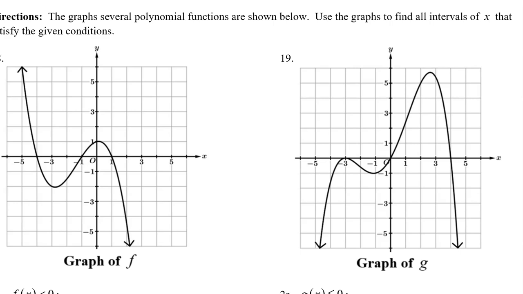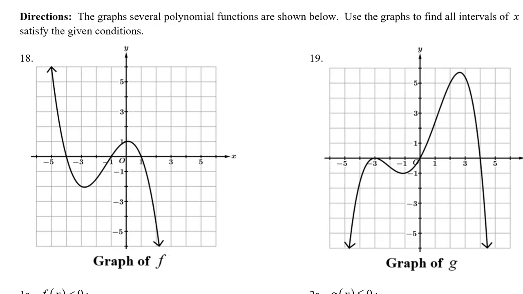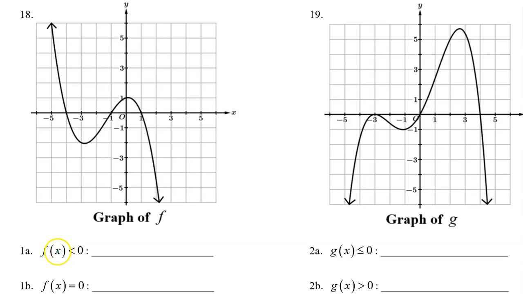The graphs of several polynomial functions are shown below. Use the graphs to find all intervals of x that satisfy the given conditions. Where is f of x less than 0? That's going to be where f of x is below the x-axis. Notice it does not say less than or equal to, so it's going to be like we have open circles wherever f of x is equal to 0.